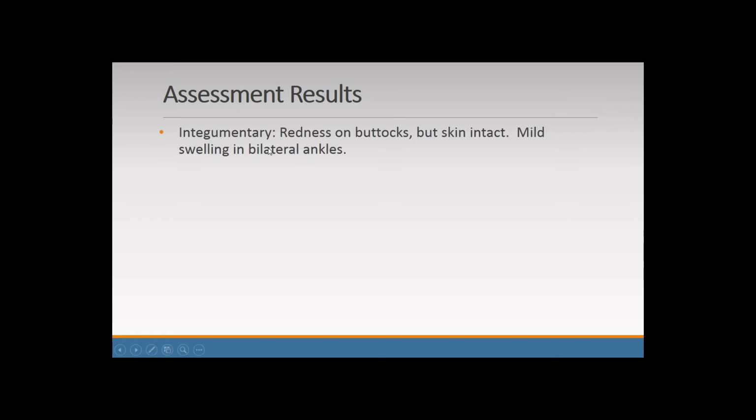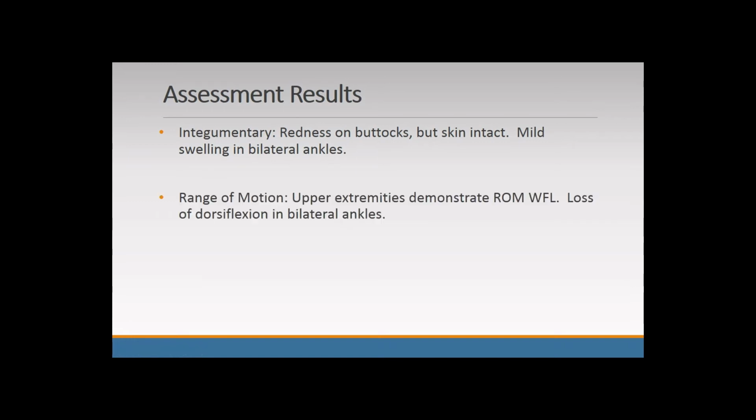What areas do you want to assess? Well, I asked you earlier to think about those things. And let's say you get these results. You do an integument examination, or at least a screen. You'll notice redness on the buttocks, skin's intact, some swelling in his ankles, and this matches up. Think about your clinical reasoning process. This matches up with someone who's bedbound or who's in the ICU, and it's some indicators that we probably need to get this patient up. Range of motion, there's some loss of dorsiflexion in the bilateral ankles. Now, is this long-standing?